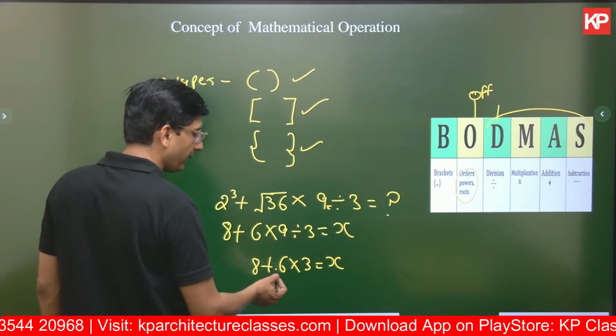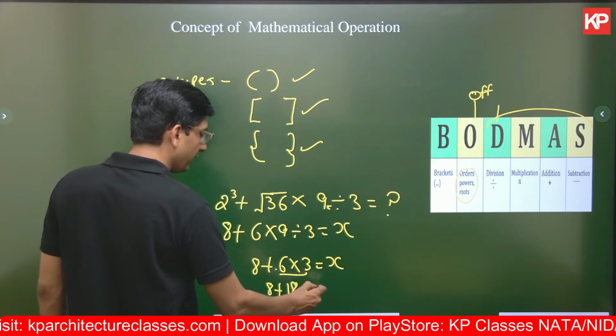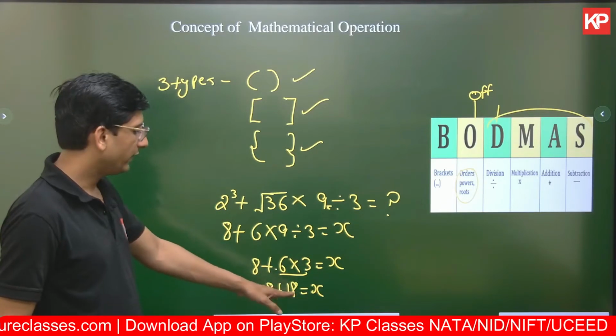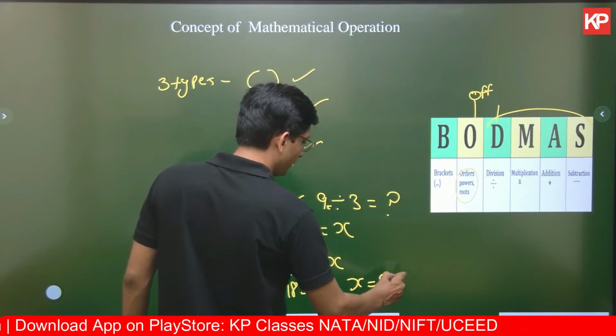Don't add and then multiply. First multiply and then add. So 6 3s are 18. That means x is 18 plus 8. Now we just have one operation, that is plus. So 18 plus 8 is 26. That means the value of x is 26.